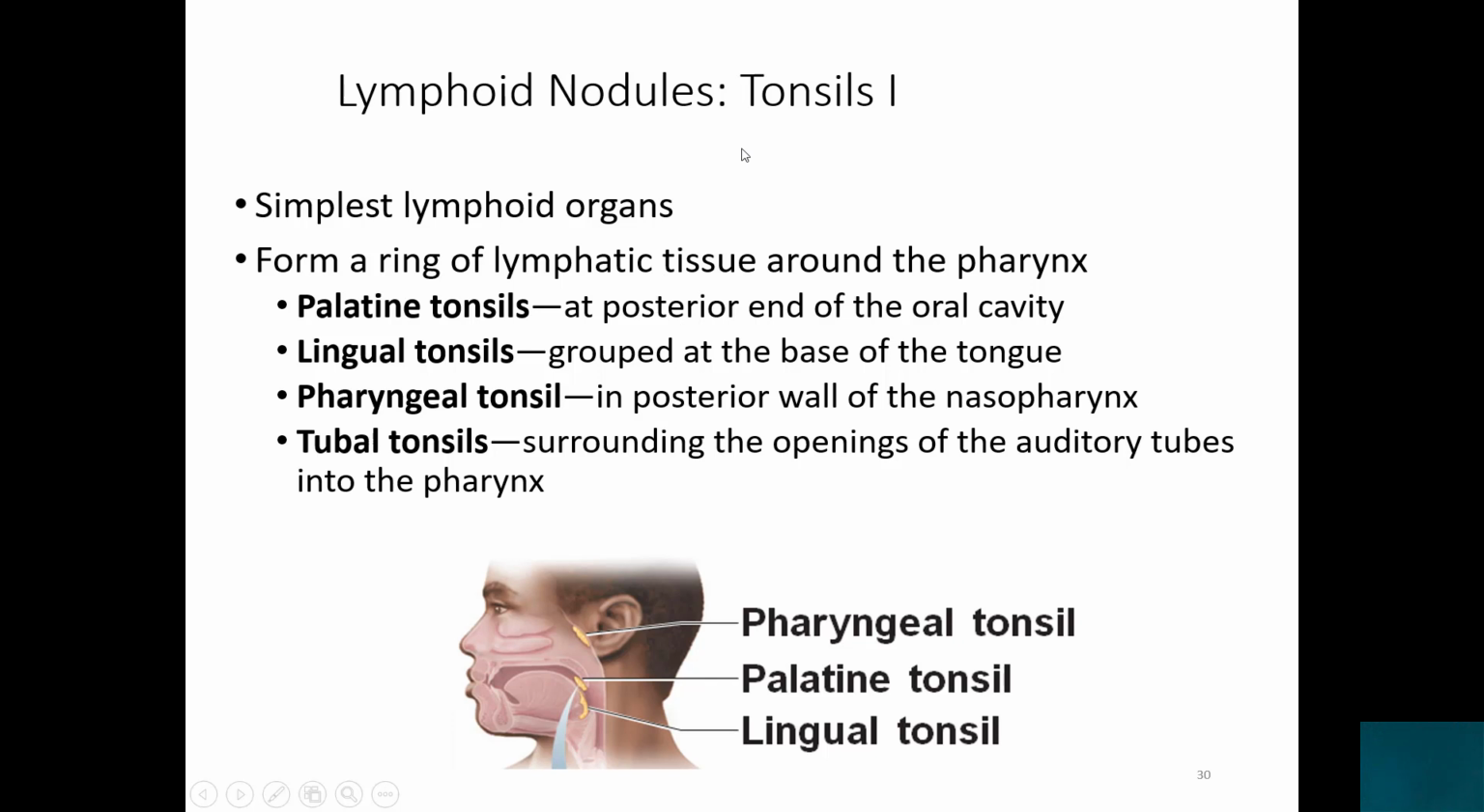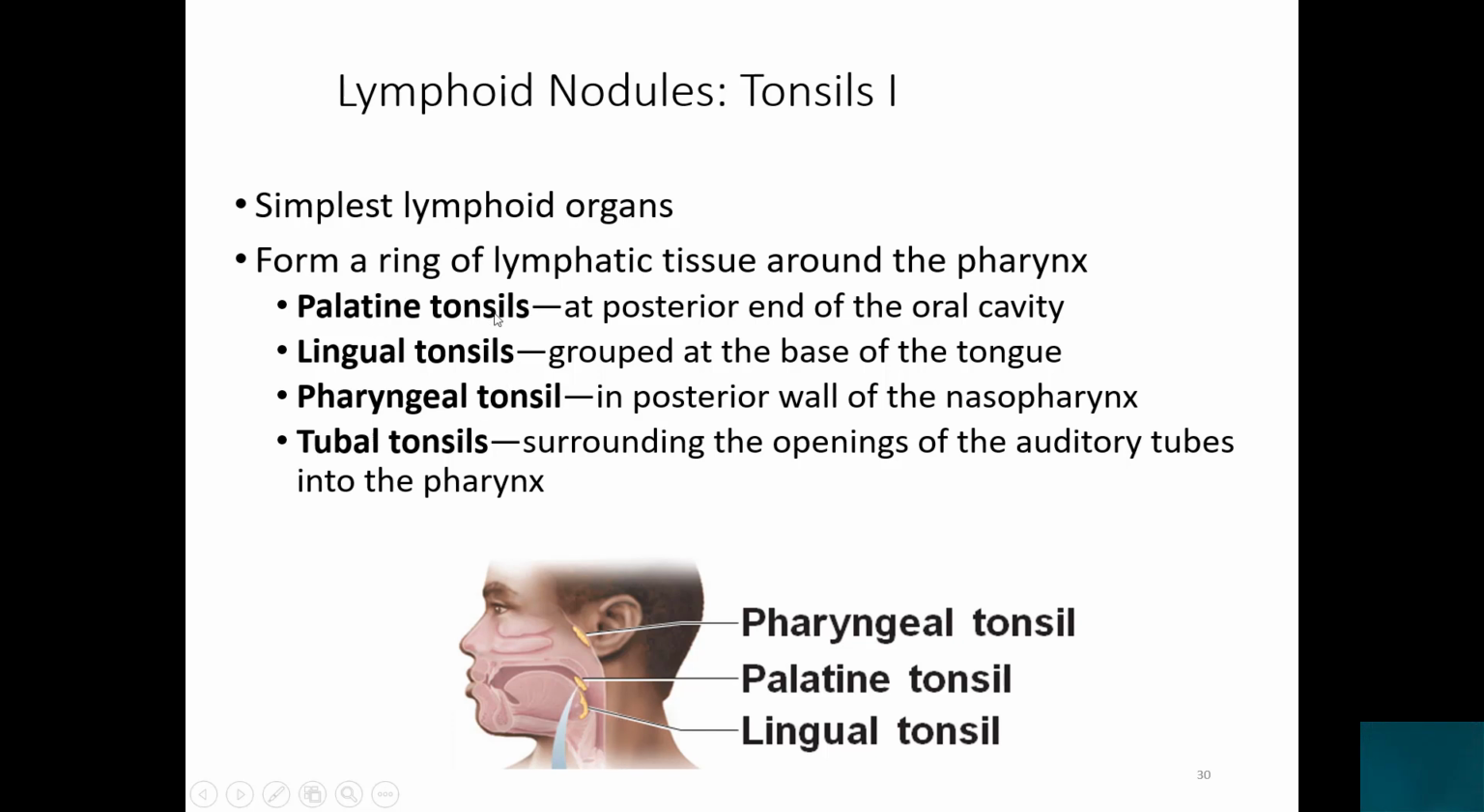Next organ, lymphoid nodules, tonsils. They are not nodes, they are nodules. What is the difference? Nodules do not have a capsule. They are not covered with connective tissue capsules. And nodes, they do have a capsule. It's the simplest lymphoid organ, and there we have several of them.